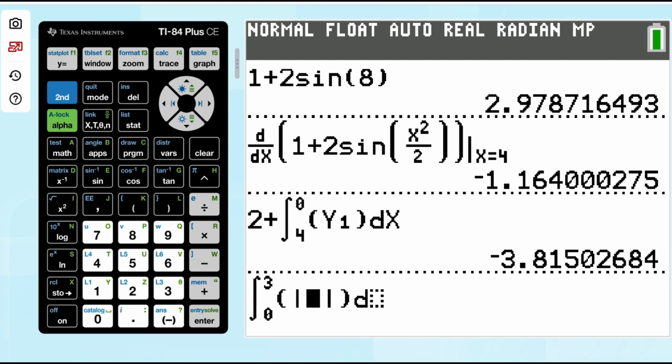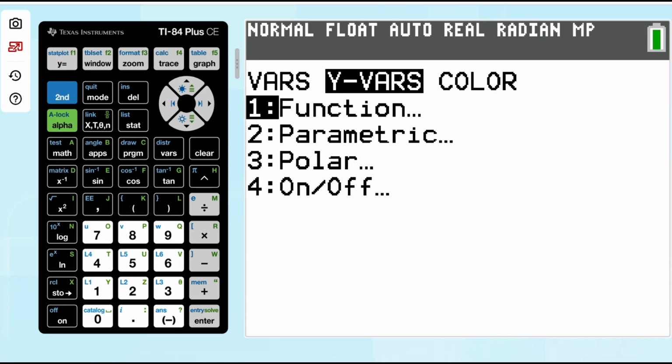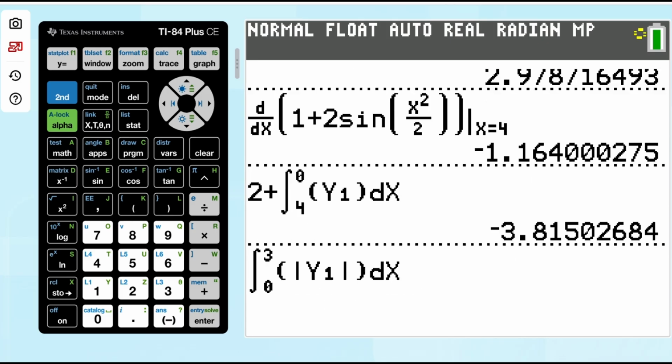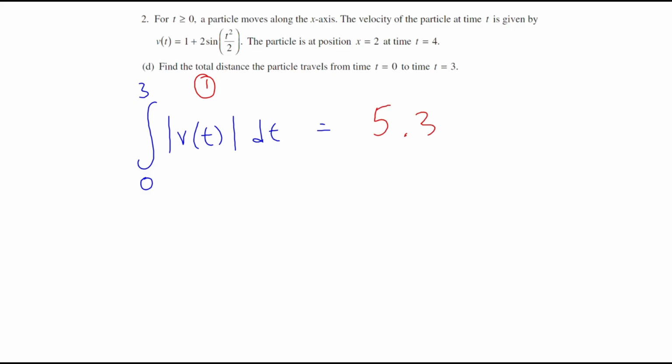Since our velocity function is already graphed in our graphing calculator, we can just hit VARS, go to the second column, option 1, and then pick y1 again. Now it's inside of our absolute value, just like we want it to be. And our graphing calculator here tells us that the value is 5.301 when we round to 3 decimals. And that will get you the last point for part D, which is the 9th and final point for this motion FRQ number 2 from the 2016 AP Calculus AB exam.